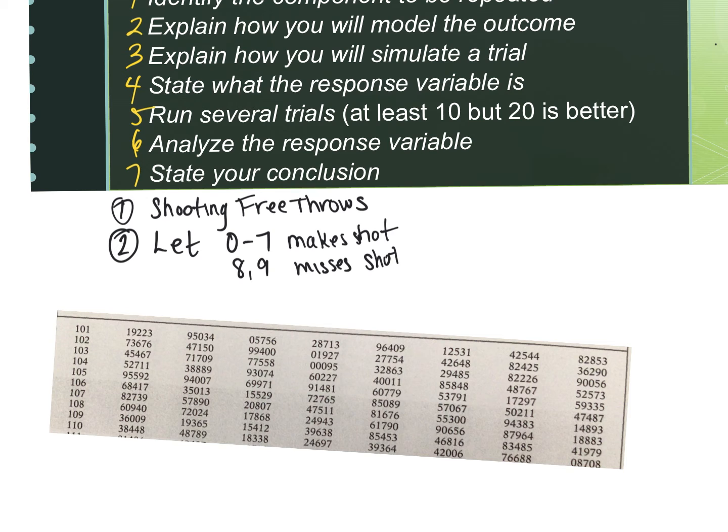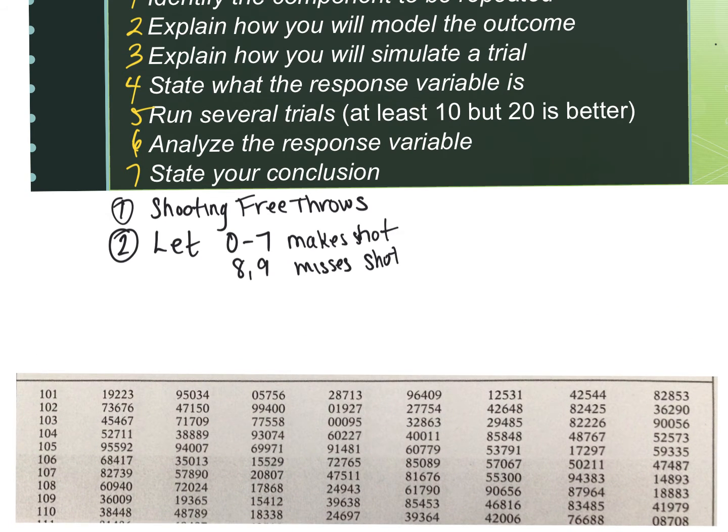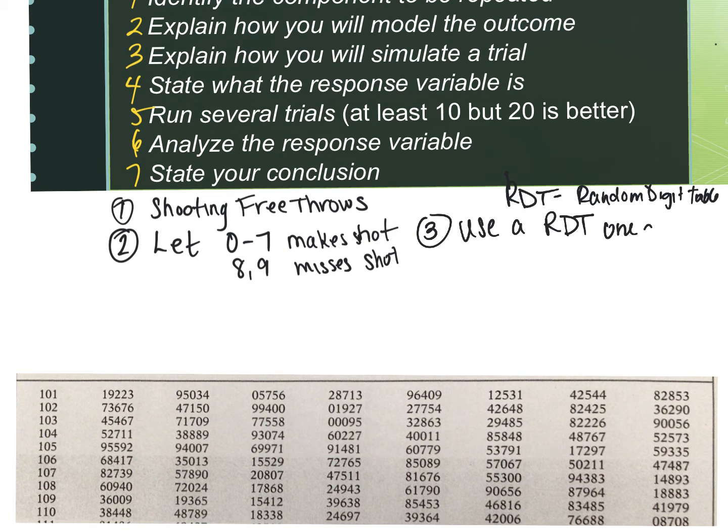So this is how we're modeling the outcome. That's number 2. Number 3 is how are we going to do a trial? We're going to use a random digit table, an RDT, random digit table. One digit at a time, right? We're going to use it one digit at a time.